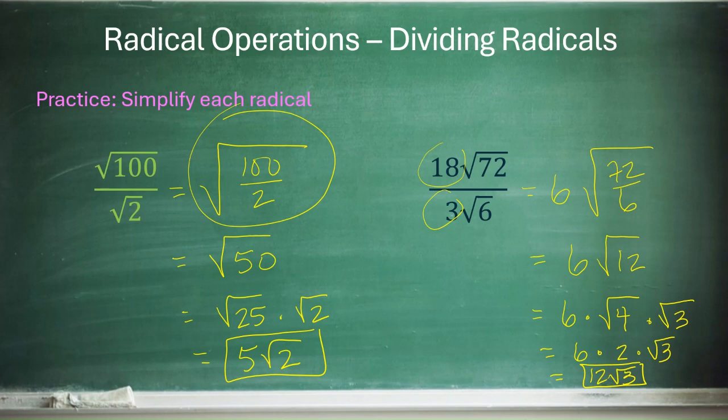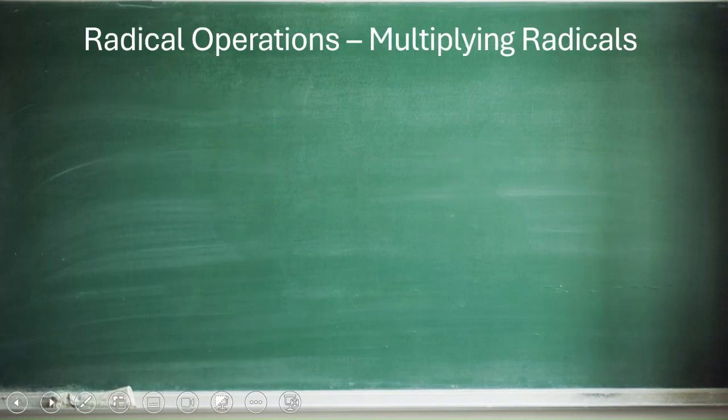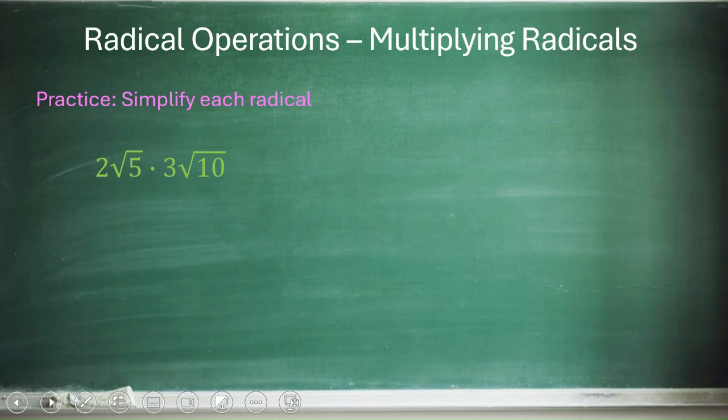Let's jump to multiplication. So again, we can multiply any type of radical, just like we can divide any type of radical. We are going to multiply the coefficients together first. So 2 times 3 is 6. And then we multiply the radicals together. So root 5 times root 10 is root 50.